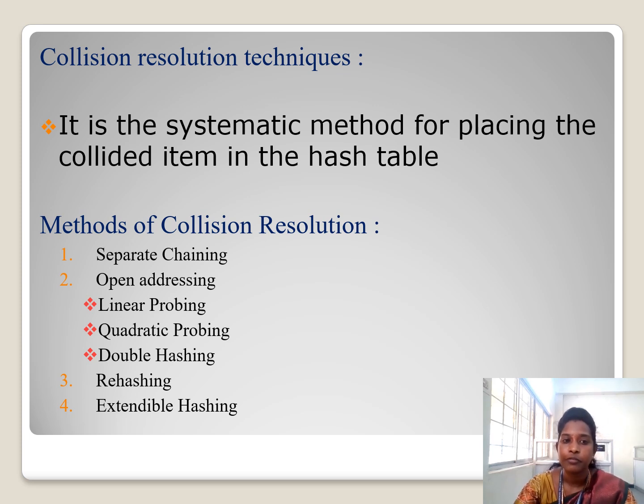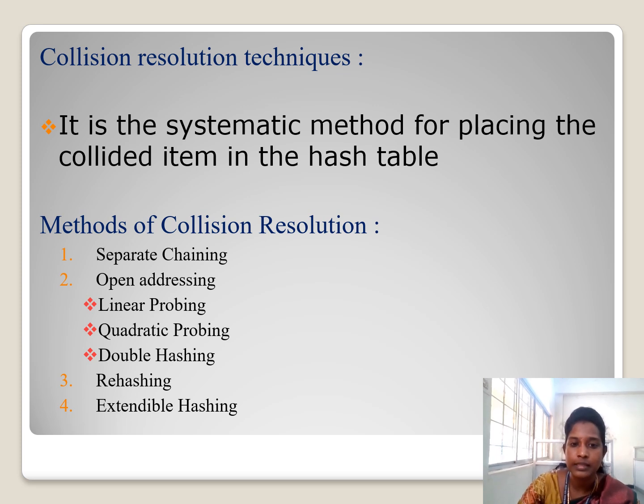If some data is already stored in an index, and in that same index you want to store another piece of data, that is a problem, because the data is already stored there. For example, in the zeroth index we have already stored 0. If we want to store the element 10 in the same index, that particular situation is called a collision. In order to resolve that collision, we follow these resolution methods.